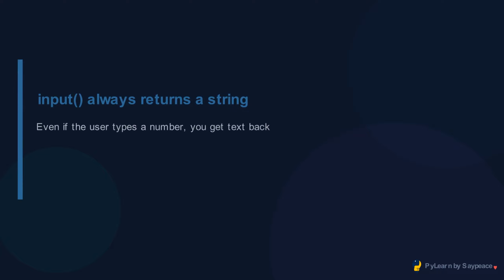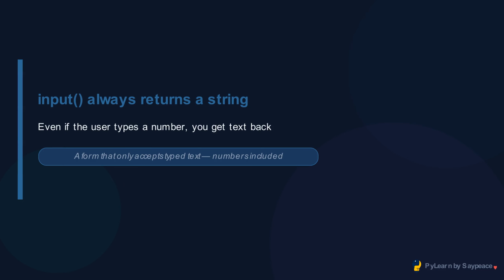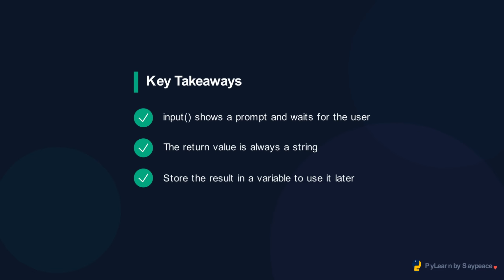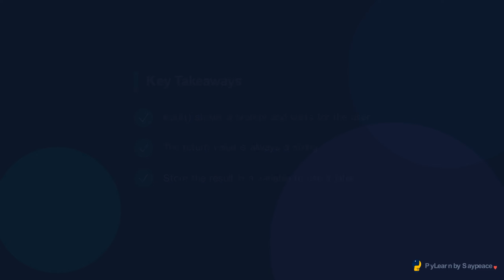This is critical. Input always gives you a string. If the user types 25, you get the text "25", not the number 25. You cannot do arithmetic on it yet. The next lesson covers how to fix that. With print and input together, your programs can hold a conversation. That is a huge leap from your first hello world.